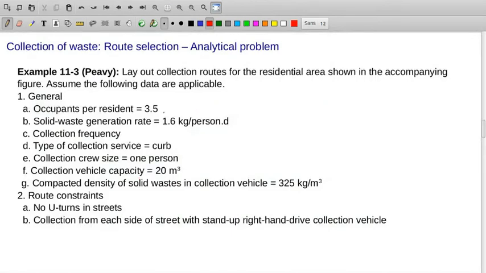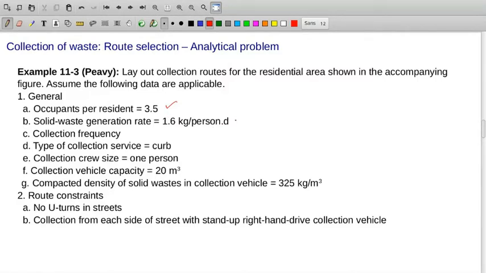Occupants per resident 3.5. That means each family has 3.5 people on average, because people cannot be fractioned. But if you divide the number of people by the number of families, the result is 3.5. So this is good data. This can be used. Solid waste generation rate 1.6 kg per person per day. Each day, each person produces 1.6 kg.